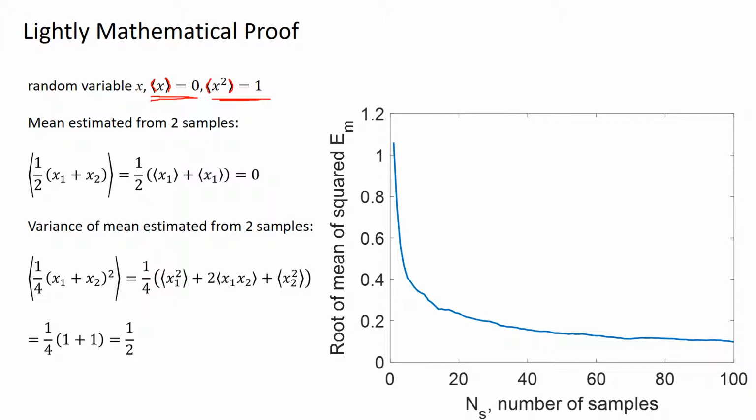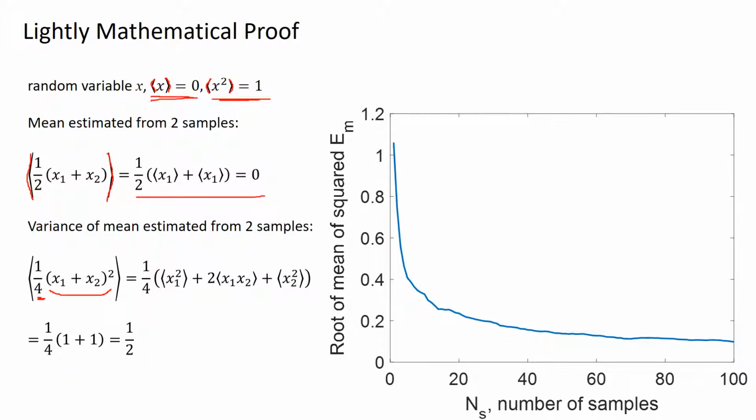So let's take the mean of two samples of x. That is the expected value of 1/2 of x1, the first sample, plus x2, the second sample. The expected value of the mean is 0. Not surprising. What is the expected value of the variance of the estimated mean? Well, we just square what's in here and get the expected value of 1/4 of x1 plus x2 all squared.